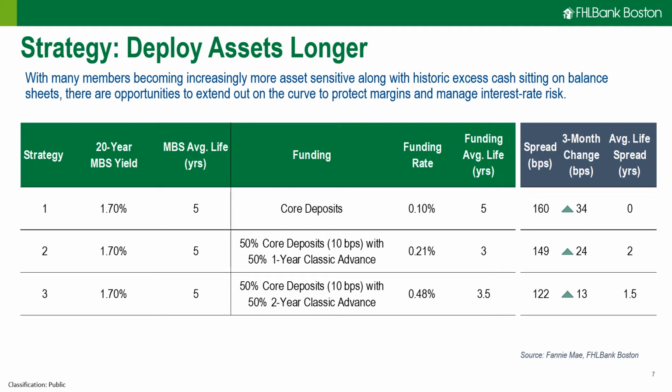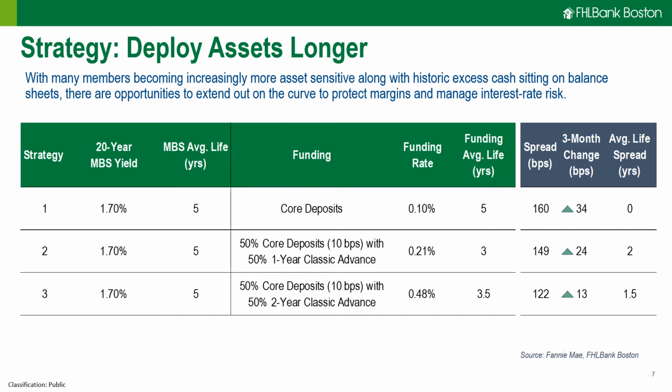So one way to take advantage of what's happening in the market is that you've seen the yield curve steepen. You've seen some better asset pricing in recent weeks and months, and the ability to fund those shorter is a real opportunity to increase spreads. We're looking at 3 different strategies here, all 20-year MBS. I'm looking at a 1.75-year average life. And the funding side of things is really the difference in each of these strategies.